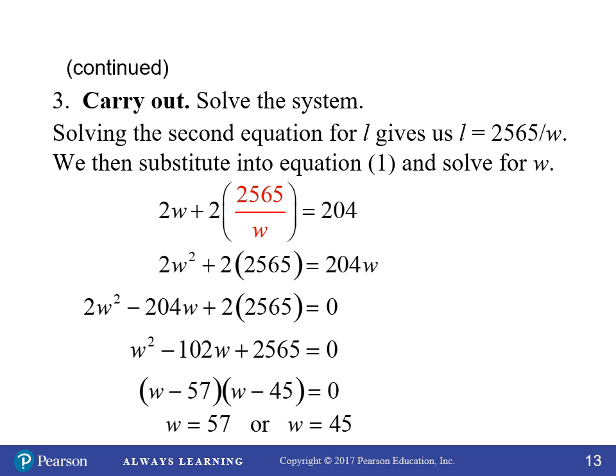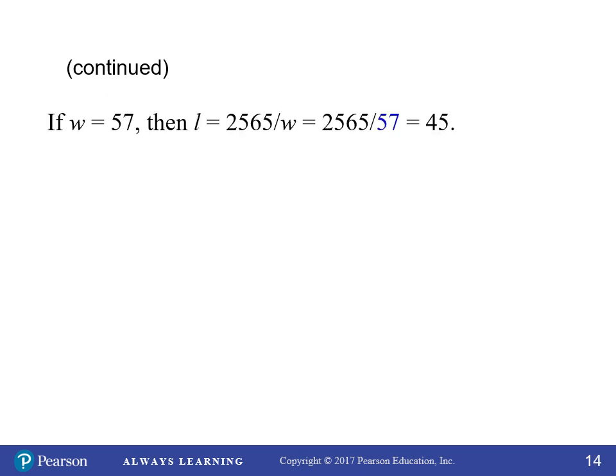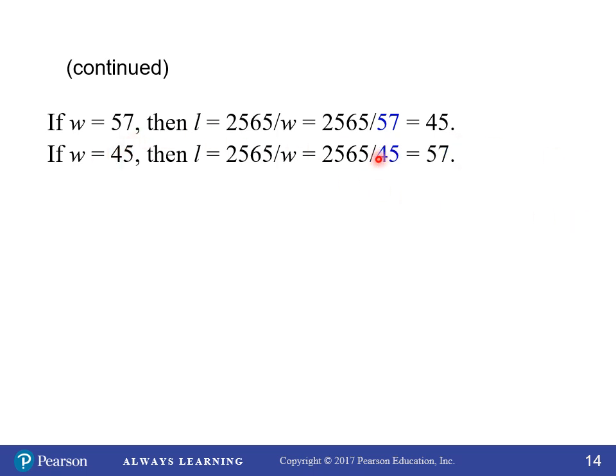So now that we know the width, we can plug those back in and try to find the length. Well, if I use this equation here, if I plug in 57, I get 45. If I go through and I plug in 45, then I get 57. So we're just getting the same numbers again, which means 45 and 57 are our length and our width.